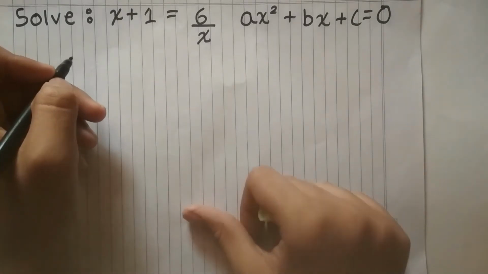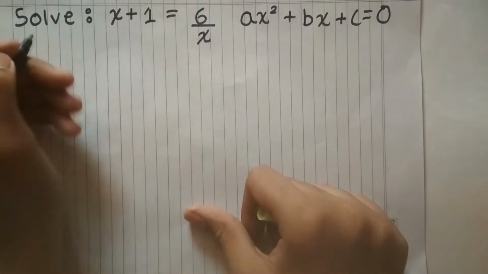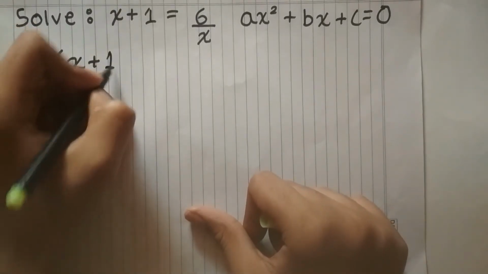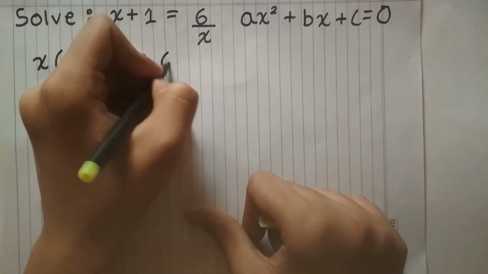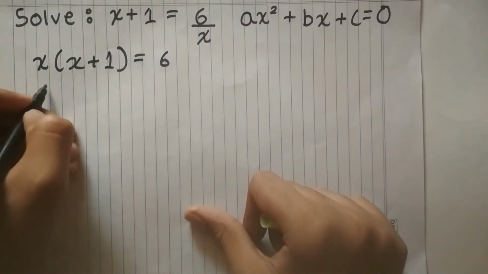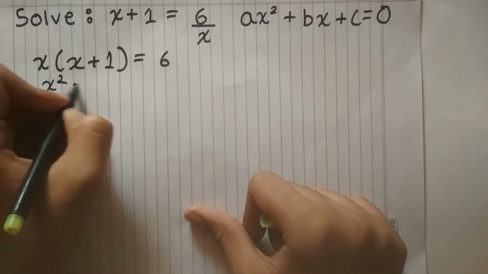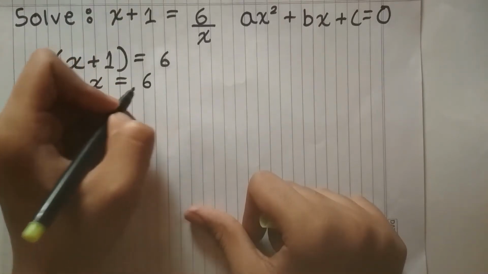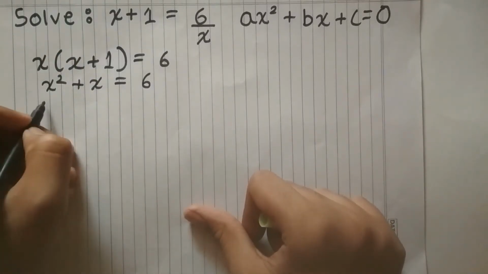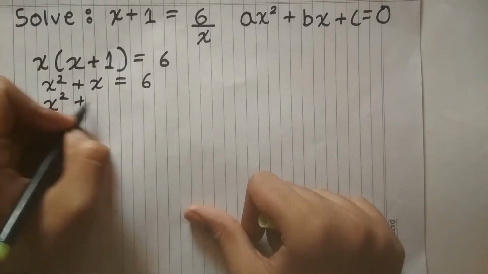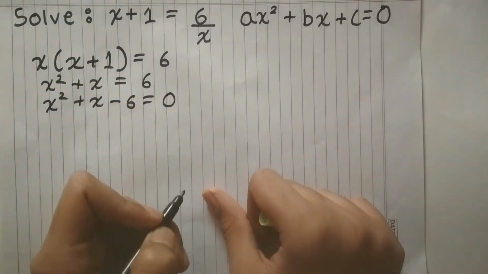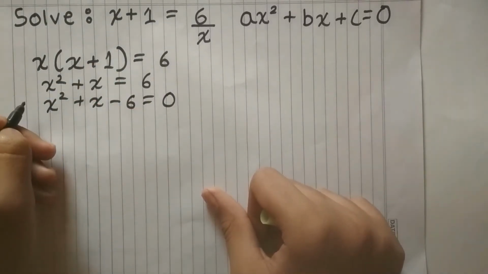So for that, we'll multiply both sides of this equation by x. So we will get x times whole of x plus 1 equals 6, since x on the RHS gets cancelled. So x times x is x squared, x times 1 is x equals 6. Now to get 0 on the right hand side, we'll subtract 6 from both sides of this equation. So we'll get x squared plus x minus 6 equals 0. And we have got this as the standard form.